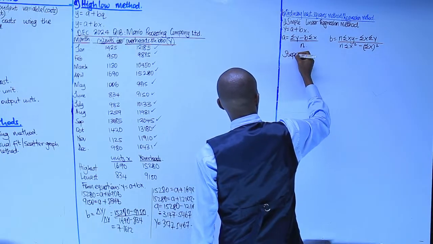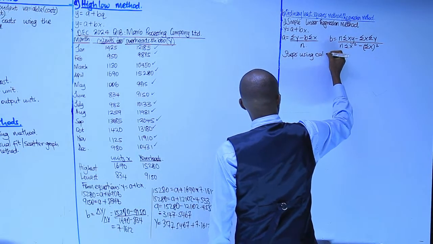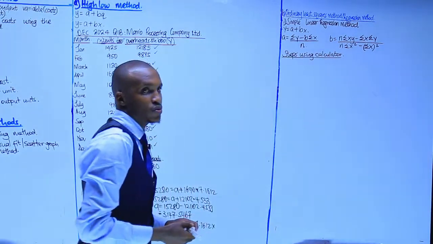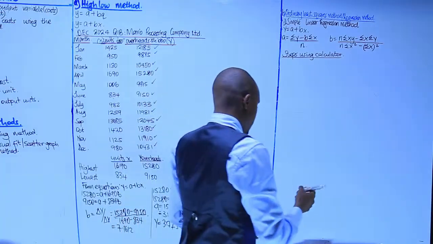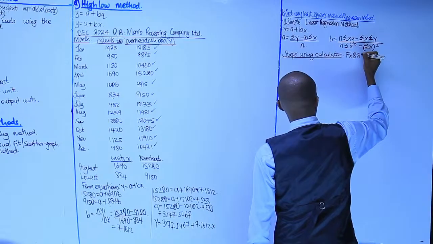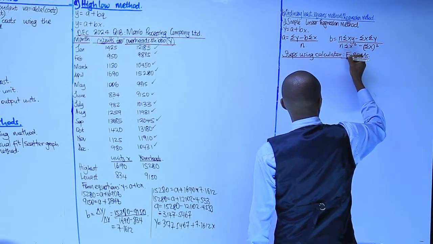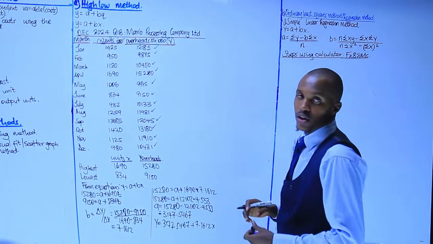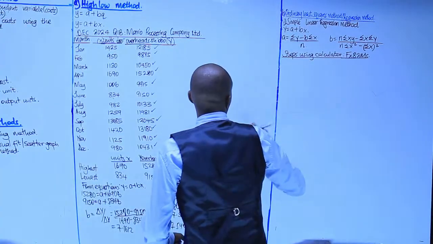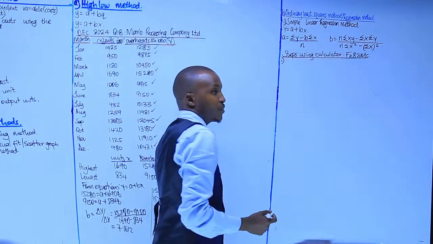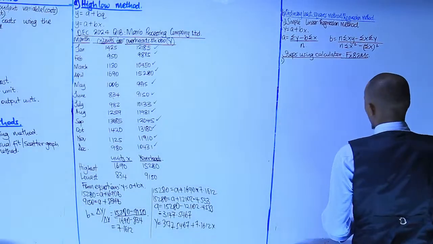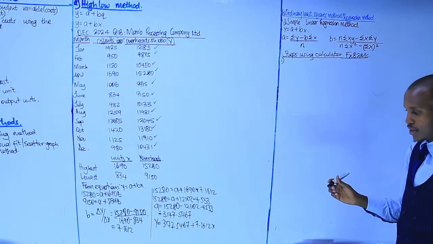There are certain steps we can follow using your calculator. The calculator I want us to use is the FX82 MS. The first step there is always to switch on your calculator.